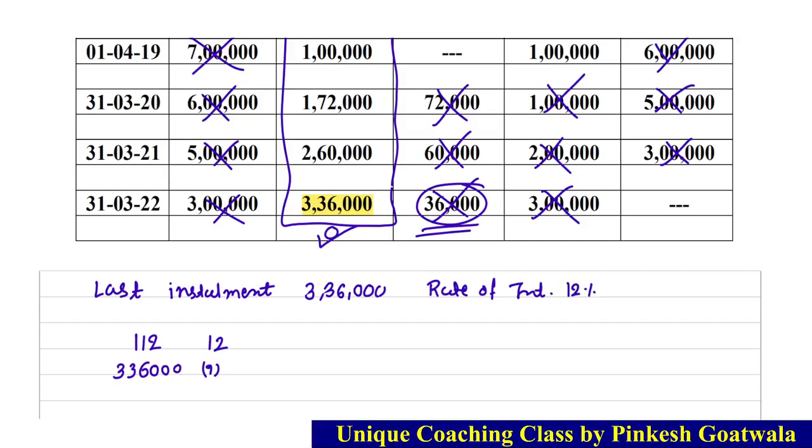Suppose the rate of interest is 10%, then what will we put? 110 માં 10, so whatever the last installment is, how much does it come to? Okay, so if you apply this step, what will you get? Check on the calculator. 336 into 12 divided by 112, so you will get 36. So it is the amount of interest of the last installment.